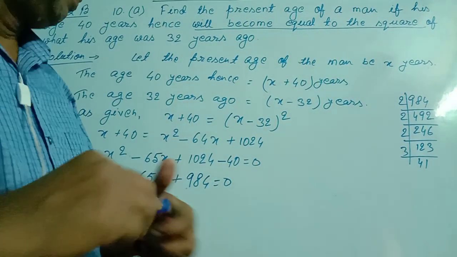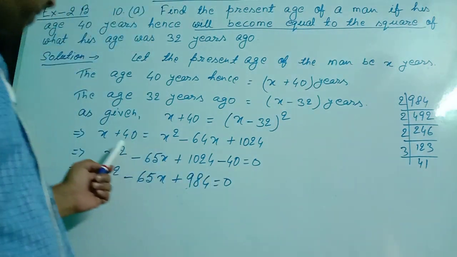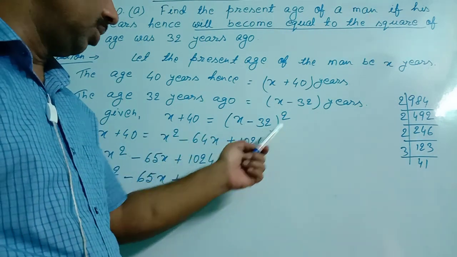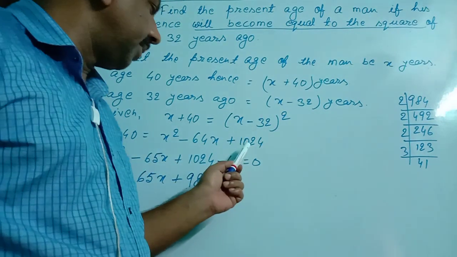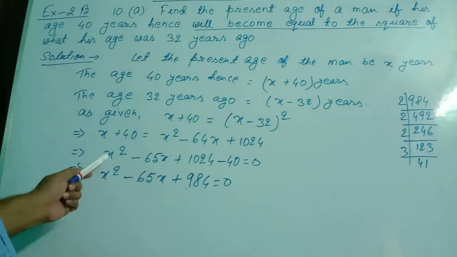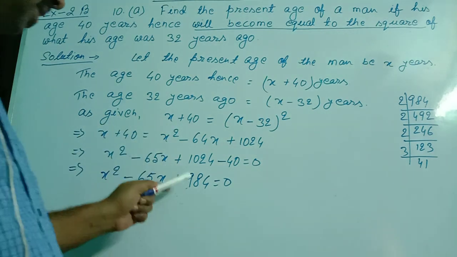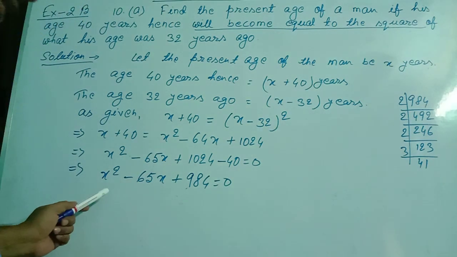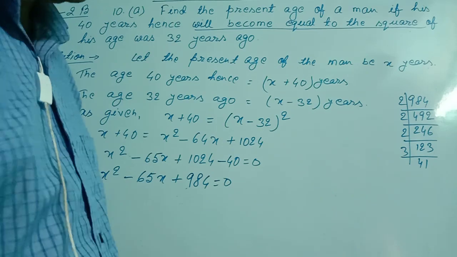So my dear students, there was a minor mistake here. x plus 40 equal to, this is in the form of a minus b whole square, so a square minus 2ab plus b square. I got x square minus 64x plus 1024. Now I prepared the quadratic equation: x square minus 64x minus x, that is minus 65x, and 1024 minus 40 equal to 0. So our quadratic equation became x square minus 65x plus 984 equal to 0.